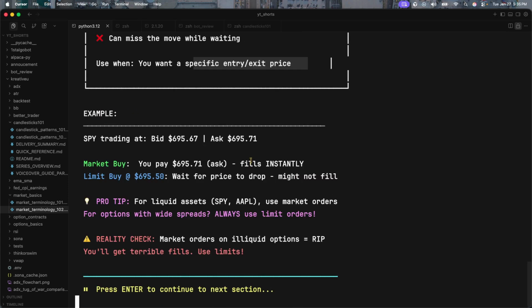So an example would be SPY's trading, the bid is 695.67. The ask is 695.71. The market order, in order to buy right now, in order to get in, you pay 695.71, which is going to be the ask, and you fill instantly. And then the limit buy is you're waiting for the price to drop, but it might not fill. So pro tip, for liquid assets like SPY, Apple, we use market orders. For options with wide spreads, always use limit orders. Reality check is that market orders are illiquid and options tend to rip, meaning that sometimes you get a terrible fill.